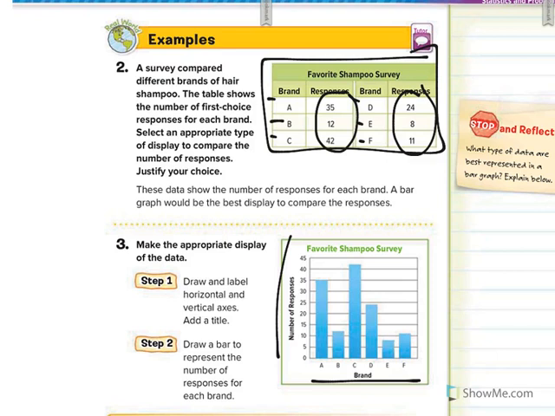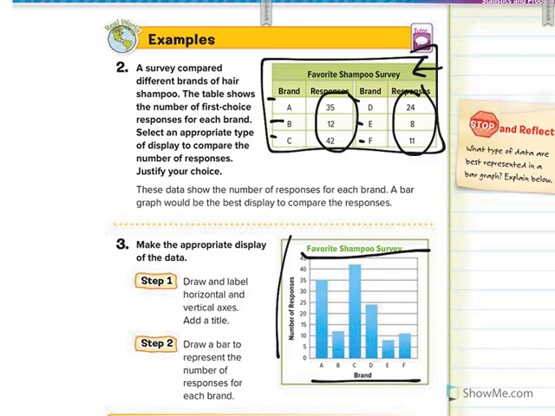Make sure you've labeled both those axes with brand and number of responses, and also add a title to the entire bar graph, favorite shampoo survey, which is the same title that's given up here. So we can easily do that. Then I can take the information from the table and draw the bar for each different category. So for brand A, B, C, and so on and so forth. They've already done that there for you.